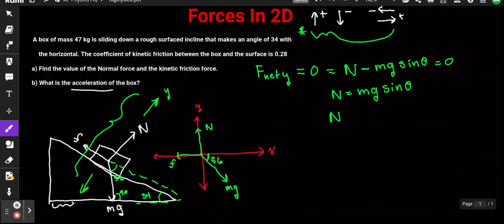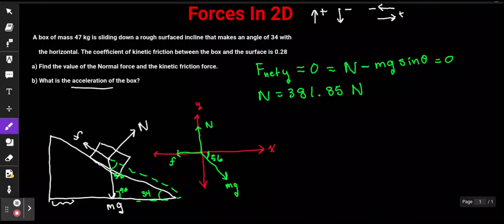So let's plug this all in. We know our mass is 47. We know our gravitational acceleration is 9.8, and we know our theta is 56 degrees. So 47 times 9.8 times the sine of 56 degrees gives us a normal force of 381.85 newtons.